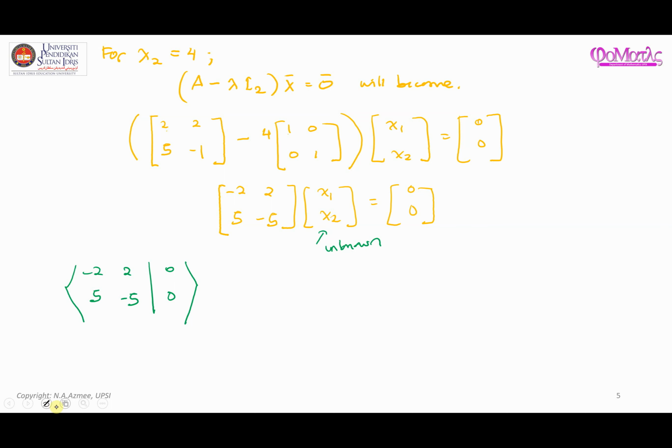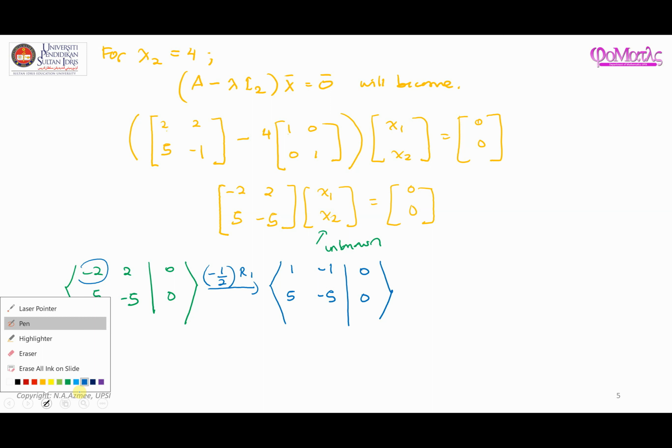And I'm going to start off this process by turning this value into 1. So I need to multiply that with negative 1 over 2 times the first row. So I shall have 1, and here is negative 1 and 0, 5, negative 5 and 0.